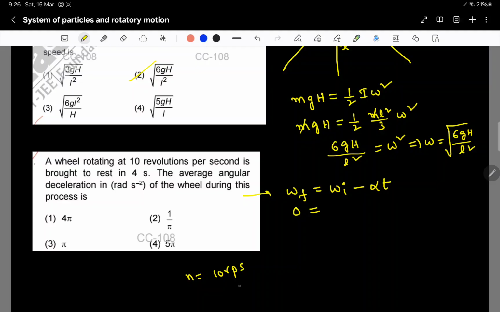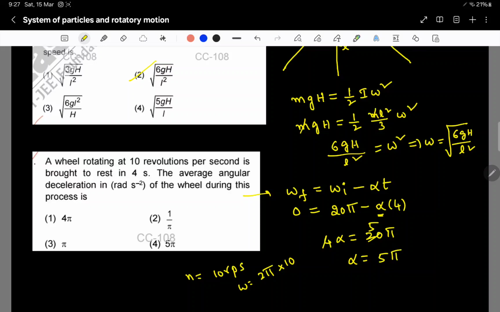Angular frequency omega equals 2 pi n, so 2 pi into 10 is 20 pi. So 0 equals 20 pi minus alpha into t, where t is 4 seconds given in the question. Alpha is what is asked. So 4 alpha equals 20 pi, direct only, students. Alpha equals 5 pi. So the deceleration is 5 pi, students. Option 4 is correct. This is an easy formula based question only.